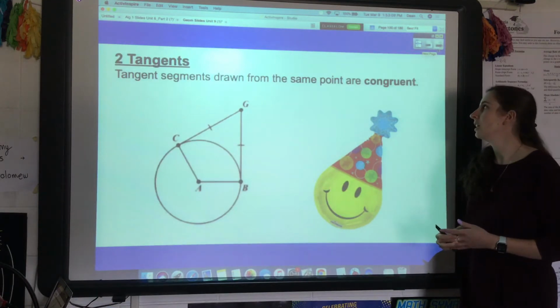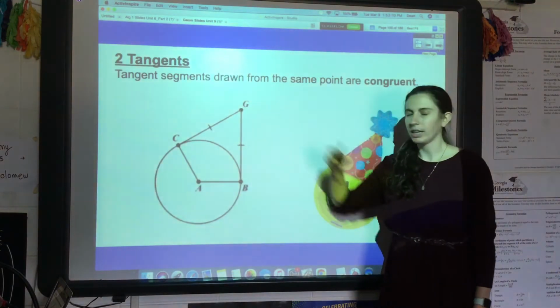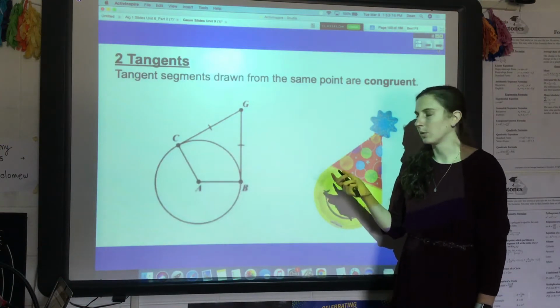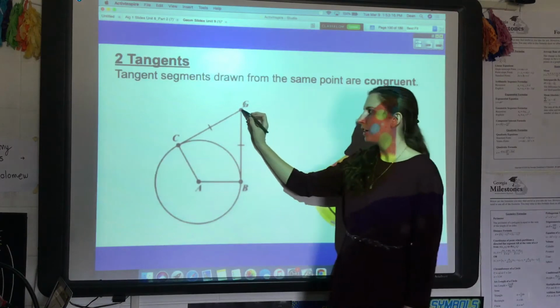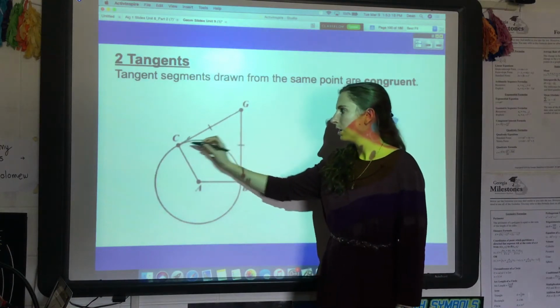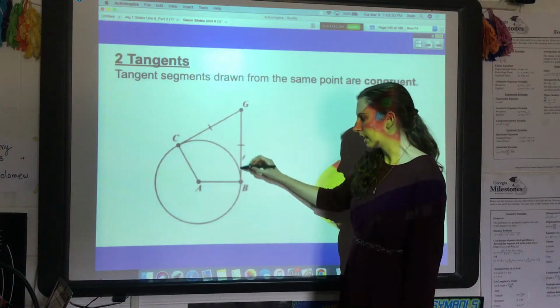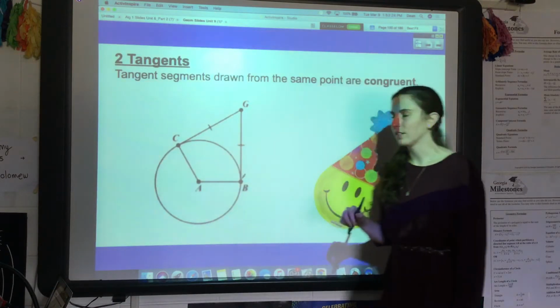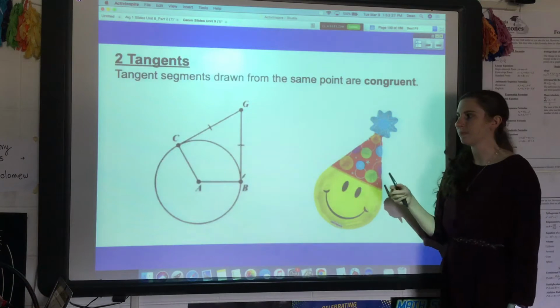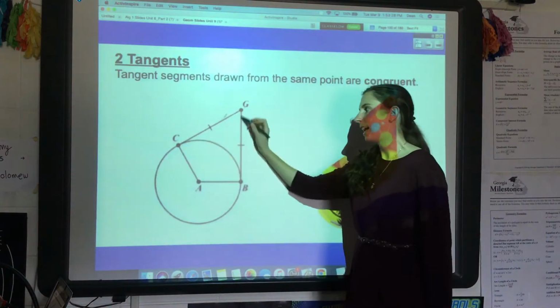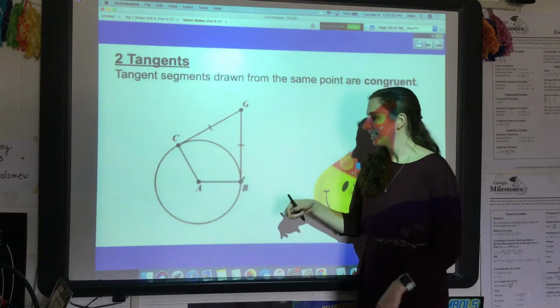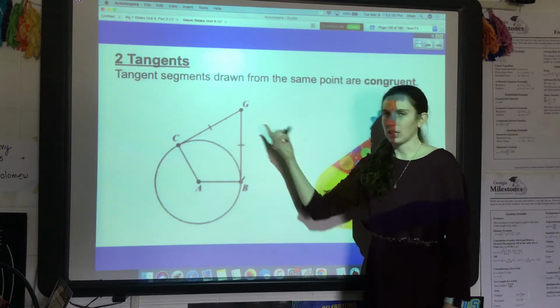Tangent segments that are drawn from the same point are congruent. Again, this is pretty clear when you draw it out. If I draw a tangent line this way versus drawing a tangent line this way, those two tangents are always congruent. I like to think of this as a little birthday hat theorem. If you make a birthday hat out of it, it's going to be even. You don't want a floppy birthday hat. So those two tangent lines are always congruent.